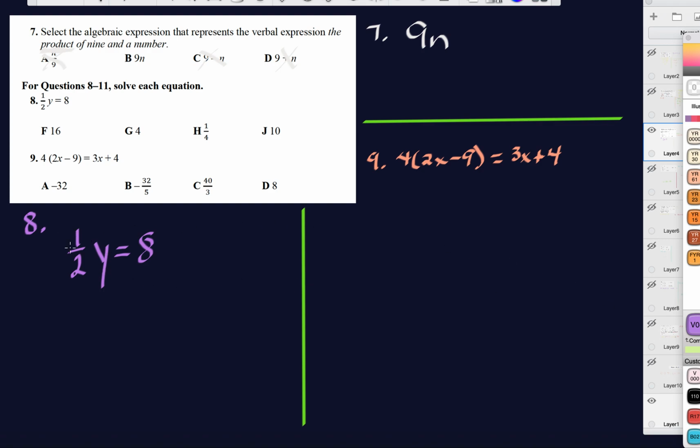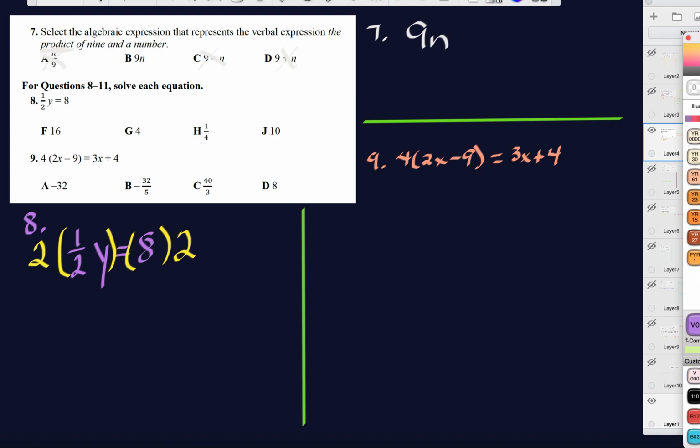I want to turn this into 1y. How do I turn it into 1y if I have half? Well, guys, I'm going to multiply that half by 2. Why? Because if you have 2 halves, you have a whole. So if I multiply this by 2, the multiplicative property of equality says I have to multiply both sides by 2, or else my scale is uneven, the bar is uneven, all those things that we've talked about before.